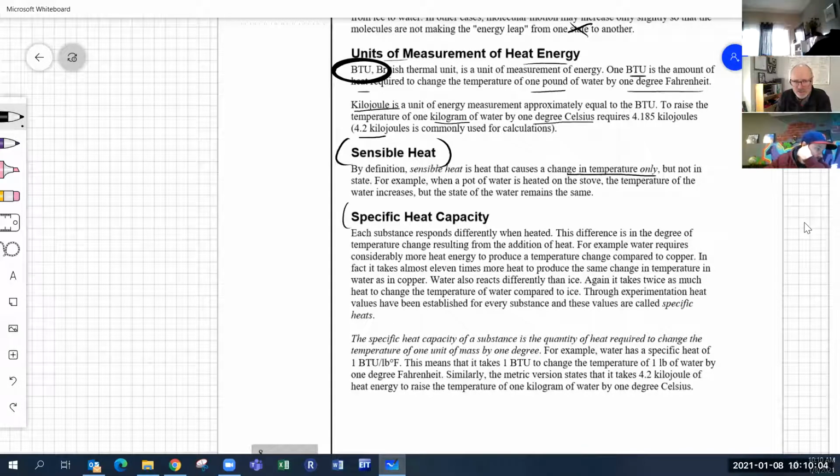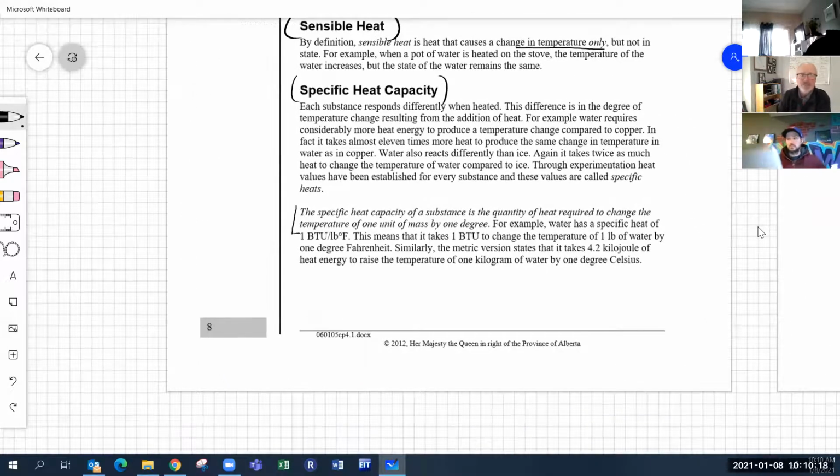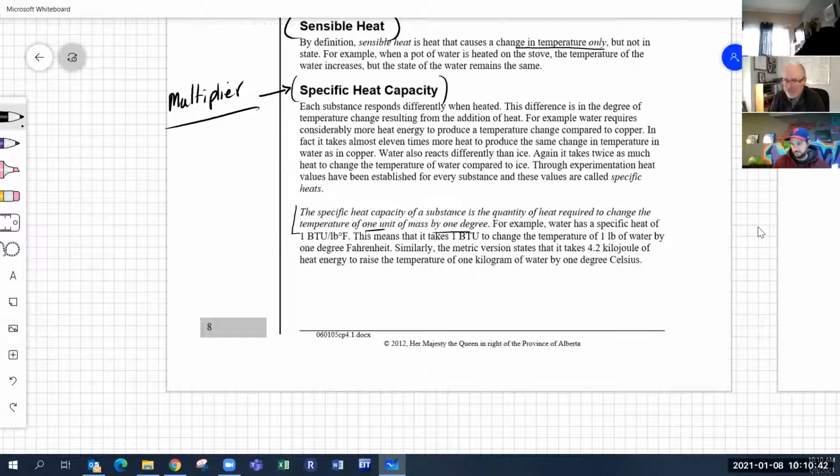This next thing is called specific heat capacity. Specific heat capacity, they have a definition down here at the bottom. The specific heat capacity of a substance is the quantity of heat required to change the temperature of 1 unit of mass by 1 degree. So this is going to be a multiplier. We use specific heat capacity and the numbers associated with it in a formula to calculate sensible heat.